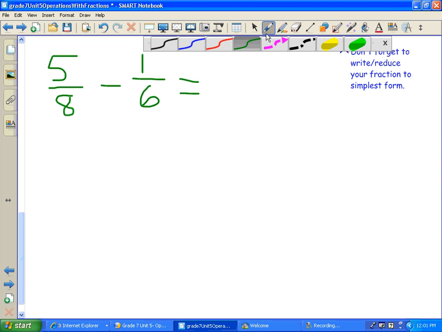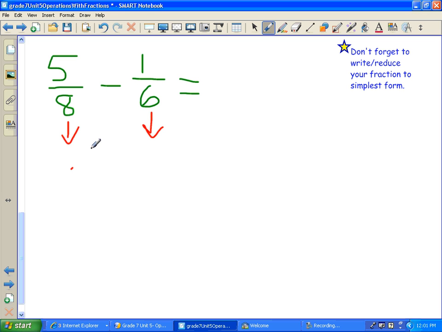Okay, last example. I've got 5/8 and I have 1/6. Now, if I know something that will multiply by 8 and something that'll multiply by 6 that I can get right away, I could do it. Or I could list my multiples of 8. So I got 8, 16, 24. Now I'm going to list a few of these guys. 6, 12, 18, 24, and right away my lowest one I come to is 24.